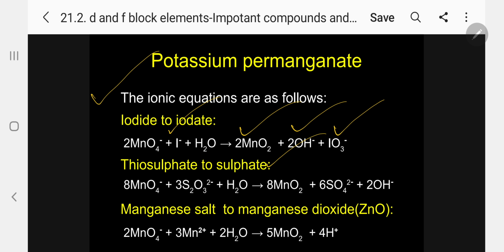The same way, thiosulfate to sulfate. Potassium permanganate converts thiosulfate into sulfate. Kindly follow: 8 moles of MnO4 minus, 3 moles of S2O3 2 minus plus water gives 8 moles of MnO2 plus 6 moles of SO4 2 minus plus 2 OH minus. Manganese salt to manganese dioxide: 2 MnO4 minus plus 3 Mn2 plus in neutral medium with water gives MnO2 and H plus. Here probably zinc oxide may be a catalyst.